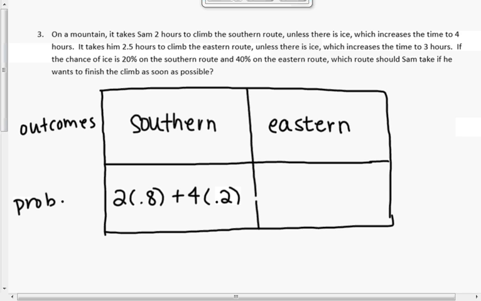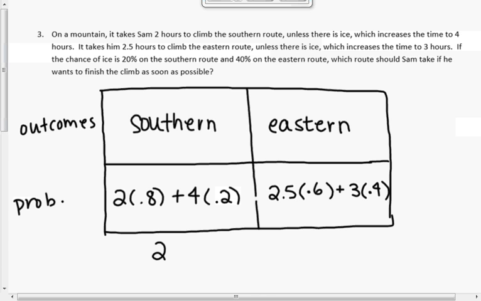Step over to eastern. It takes him 2.5 hours normally. But if there's ice, that's going to increase to 3 hours. So we just need to fill in the percentages. There's ice 40% of the time on the eastern route, so we've got 3 times 0.4. If there's ice 40% of the time, there's no ice 60% of the time. Again, multiply them together, figure out what you get.